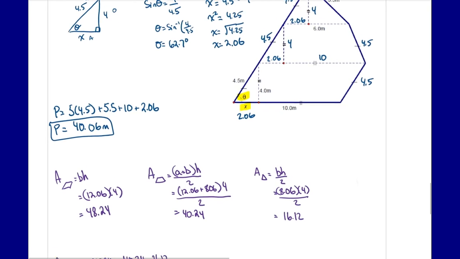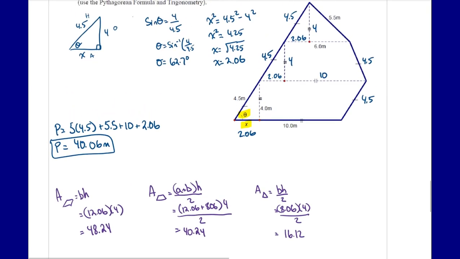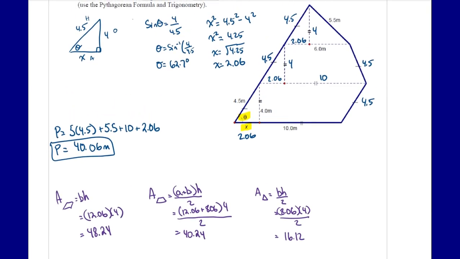So coming back to this question, the perimeter should be relatively straightforward. We do have all the information for all of the sides, so we can go through and add them up individually. I just did 5 times 4.5 because we have 5 of the same measurements, plus the 5.5 up at the top, plus 10, plus 2.06, and got 40.06 meters. So again, the perimeter should be relatively straightforward, provided we don't have to find any sides. And if we do, chances are it's either for a circle or a triangle.